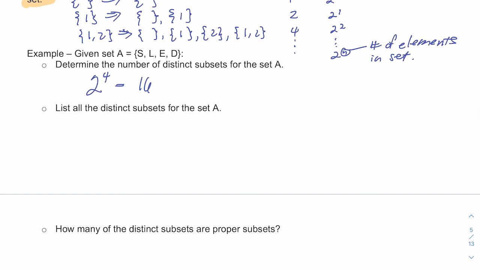So what are the distinct subsets for the set A? So I'm going to have the actual set itself is a subset, and then I'm going to work on 3 letters at a time, and I'm just going to match the letters together with no repeats. So I would start out with maybe SLE as a subset, and then maybe I'll do SLD, and then that's it for the S and the L's, and then I have to move to SEL. Whoops, sorry, that one's used. SED.